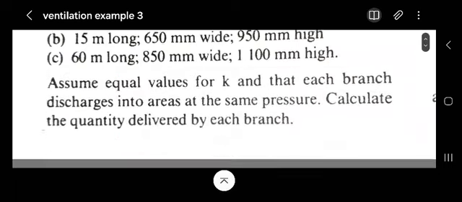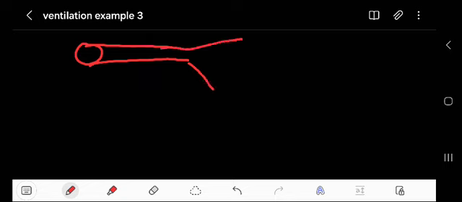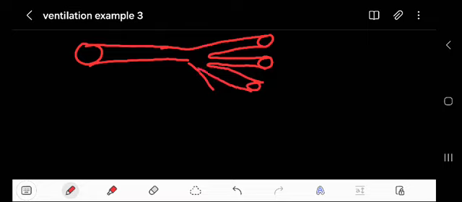So something like this goes, then it splits here into 3 branches. You'll have the first one, also here we have the second one, then here we'll have the third one. According to the law of the quantity of flow, right?